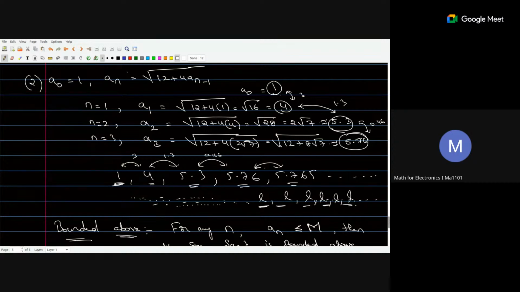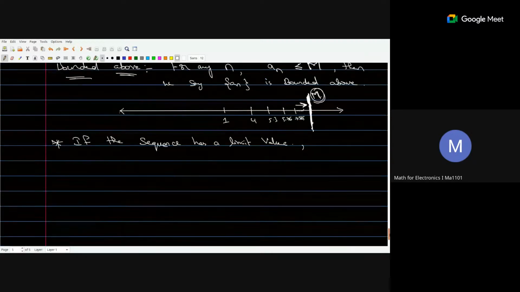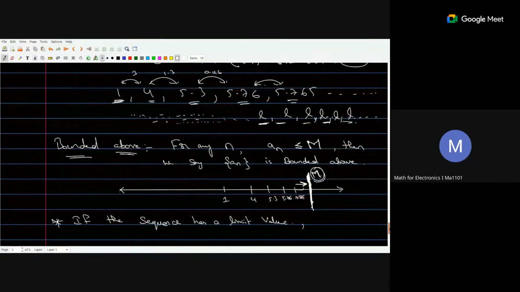And by looking at this, can I say my sequence AN is less than or equal to L for any n? Can I say this? Yes. Sir, please repeat. Okay.